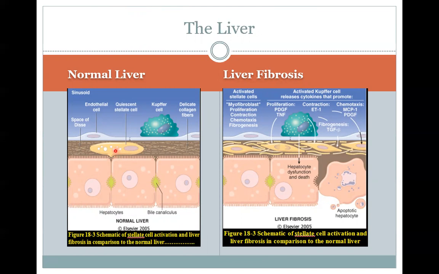So let's talk about the process of inflammation and fibrosis and eventually cirrhosis. You will see that there is a maestro, like you guys have seen in the bone where there is the osteoblast.